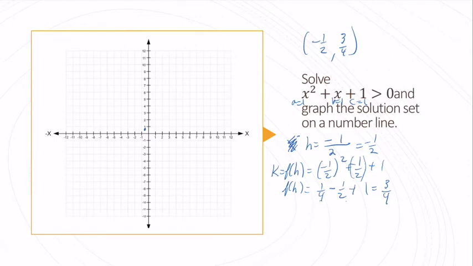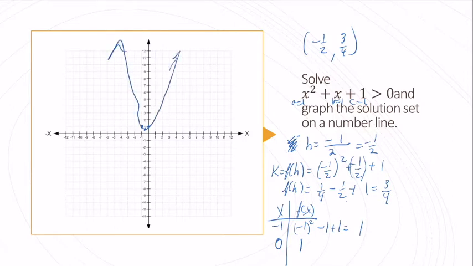And this parabola is going to open up, right? So let's find a couple more points on my graph. What about when x is 0 and when x is negative 1? So if I have negative 1 squared minus 1 plus 1, that's going to equal 1. So when x is negative 1, y is 1. And when x is 0, I'm going to have a positive 1. So my graph looks like this.